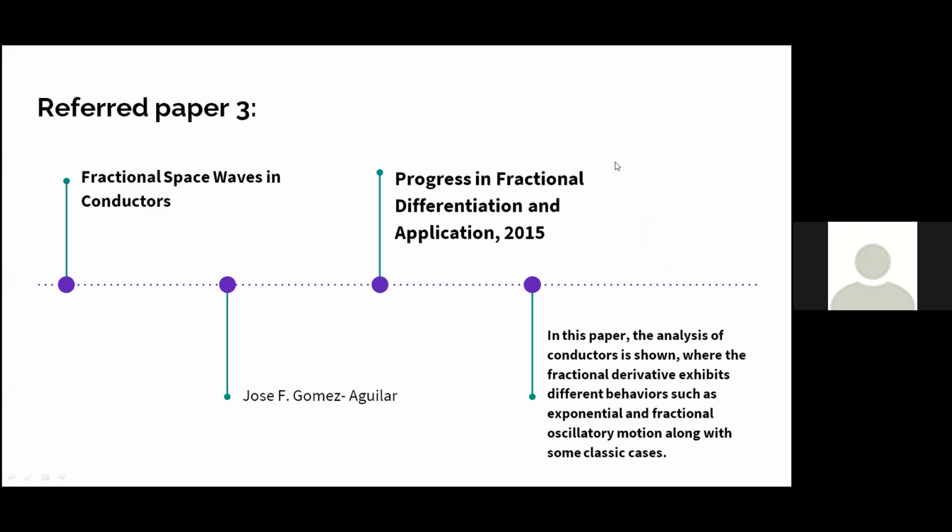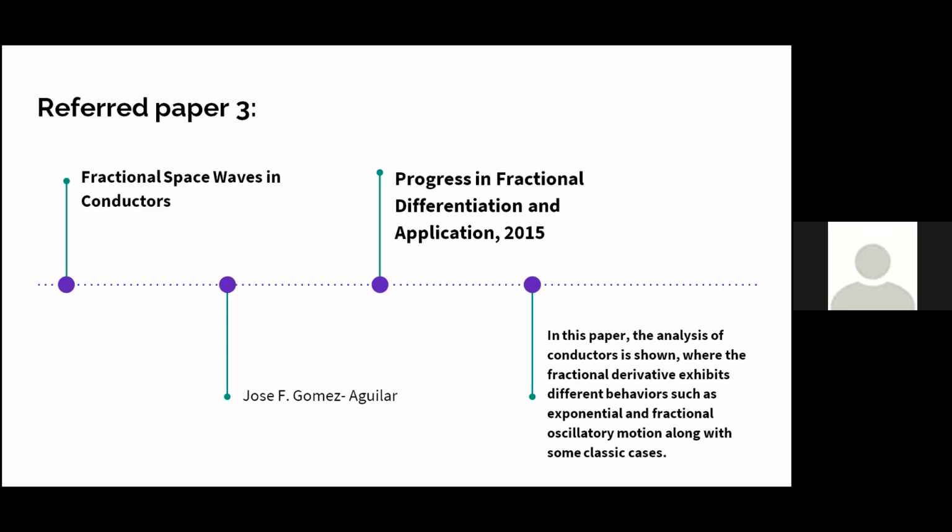The third paper that we referred to for the literature review is Fractional Space Waves in Conductors. In this paper, we studied the mathematical analysis where the concepts of integral and derivative operators of integers were placed. The basic tools were to solve the differential equations, which need additional conditions in order to produce a unique solution. The fractional space waves in conductors were analyzed using basic ohmic conductors, and various analyses were made.